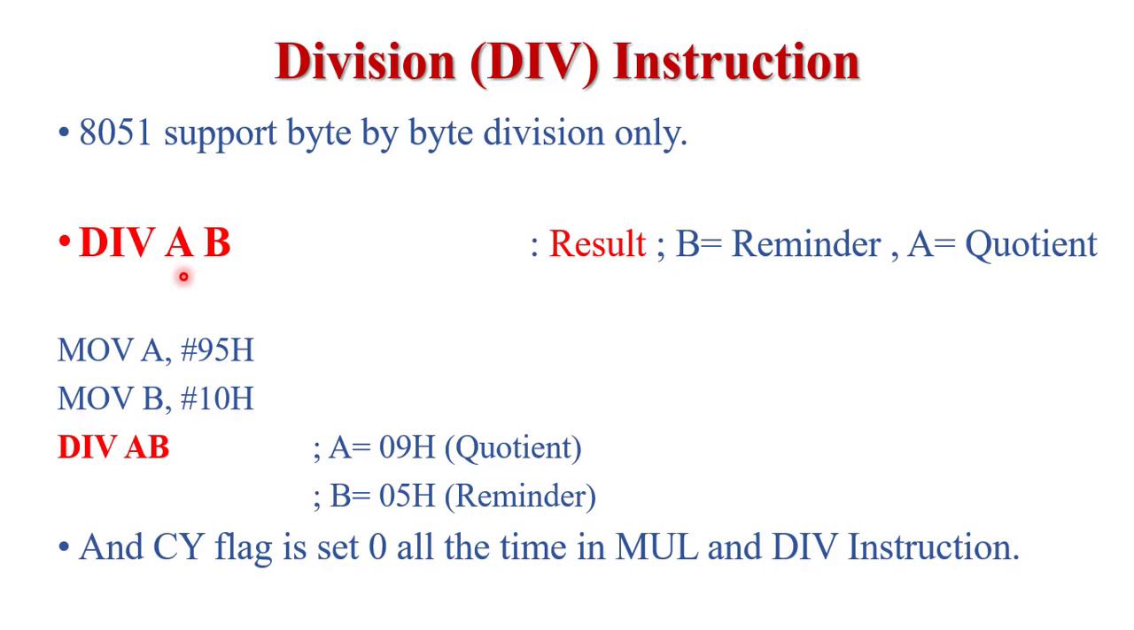First we load data into the accumulator and B register by using move instructions. When the data is loaded in the A and B registers, we perform the division operation. After division, a quotient and remainder are generated. The quotient is stored in the accumulator register and the remainder is stored in the B register. Which flag bit is affected? In the case of multiplication or division instruction, the carry flag bit is 0 at all times.